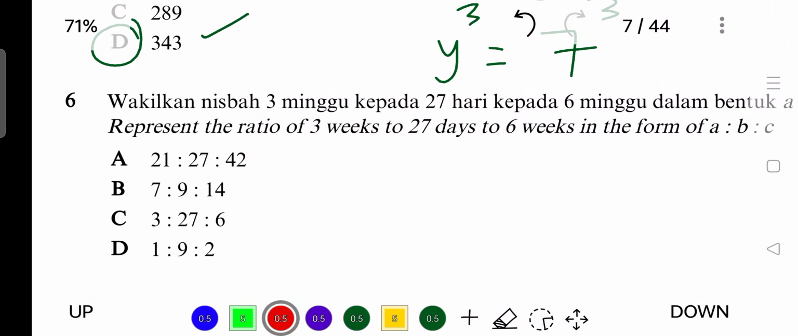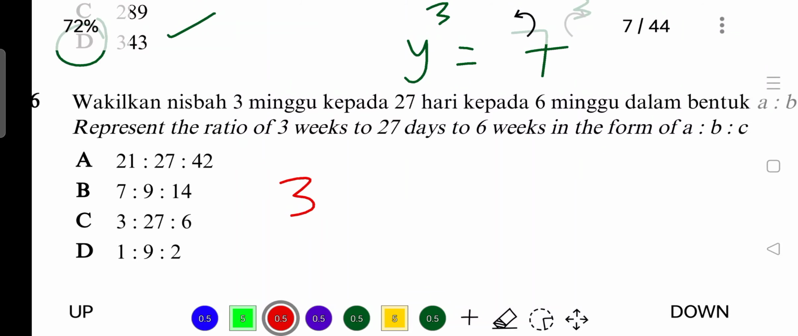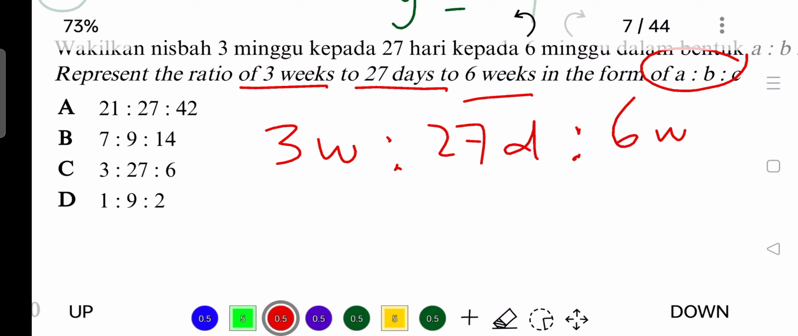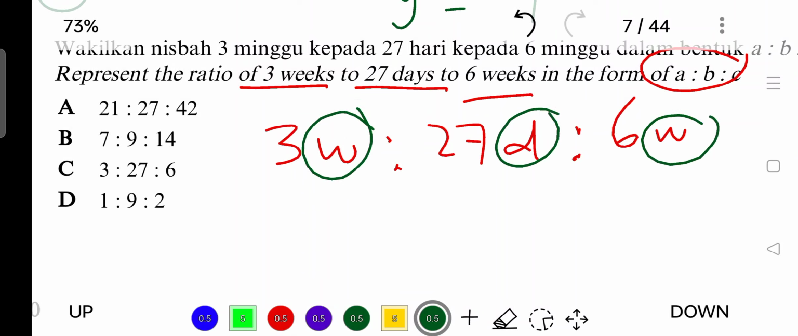Represent the ratio of 3 weeks to 27 days to 6 weeks. Let me write it down. 3 weeks to, okay, 27 days to 6 weeks. All right, they want it in the form of A to B to C. Okay, how do we do this? First of all, we have to make sure the units are the same. What we're going to do? We're just going to convert the units to become the same.